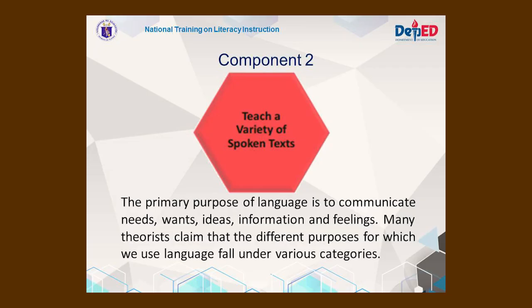Okay. The component 2. So after speaking and listening, we know that together, we develop these skills using a variety of strategies. All of the strategies that somehow we are using in CLT, in ELLN, okay, are things that would help us develop oral language. Now, in component 2, for an effective classroom instruction, we say here that we should teach a variety of spoken text. The primary purpose of language is to communicate needs, wants, ideas, information, and feelings. Many theories claim that the different purposes for which we use language fall under various categories. So, what is it that we need to teach explicitly to our learners?